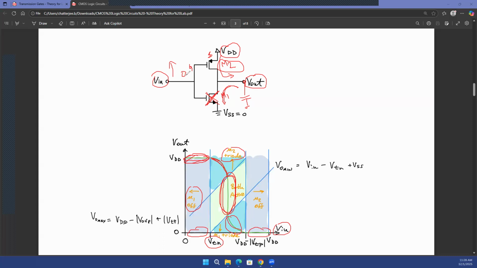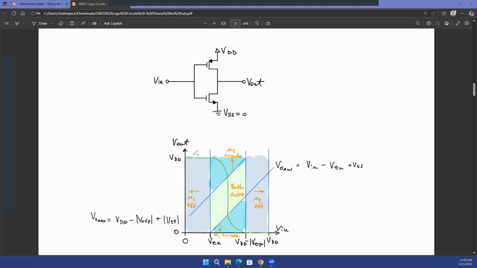When your Vin is very high, we already saw that if Vin is equal to VDD, the source and gate of M2 both are plugged at VDD, which means that the M2 transistor is off. So there are all these different regions: initially your M1 is off, and your M2, which is this transistor, is in triode. Then you have this region when M1 is in saturation and M2 is in triode. Then you have this region where both your M1 and M2 are in saturation. Then you have this where M1 is in triode, but M2 is in saturation. And then finally, over here, M1 is in triode and M2 is off.